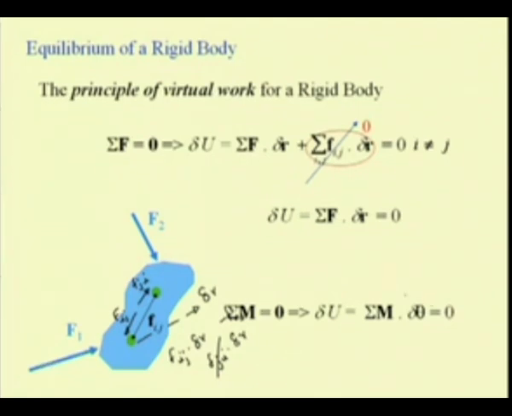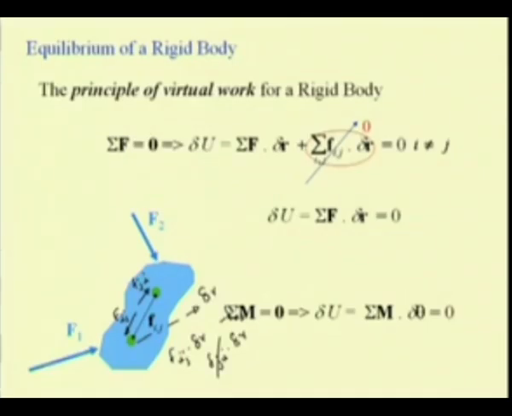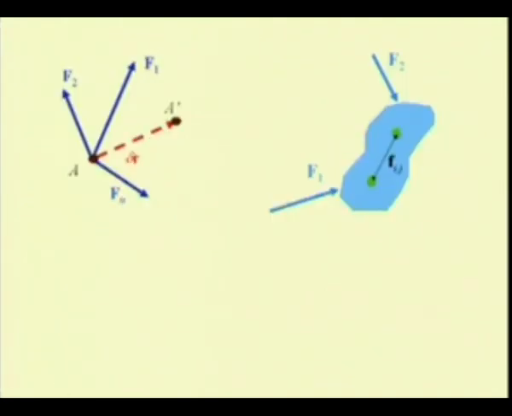So, the equilibrium equations for the rigid body can be written in lieu of these two equations, that is sigma f equal to 0 and sigma m equal to 0. We can write sigma f dot delta r equal to 0 and sigma m dot delta theta equal to 0, and we can solve some problems. So, we have seen how we define the equilibrium equations for a particle and a rigid body based on this virtual displacement concept.